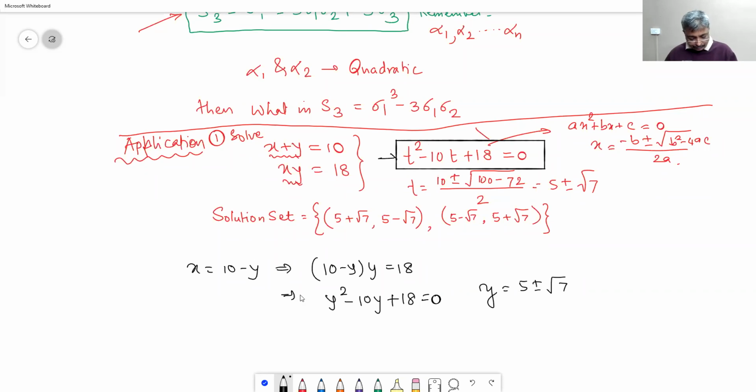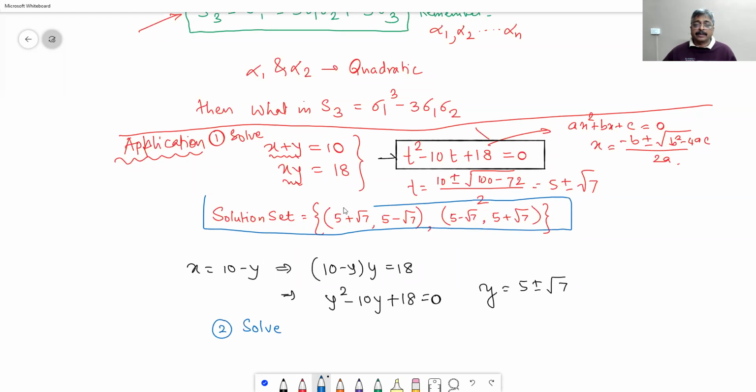Okay, let us solve one more. Question number 2. Solve. Now, whenever I say solve, you are supposed to write a proper solution set. You are supposed to be a systematic and professional mathematics student. Solve: x plus y is equal to 14 and x square plus y square is equal to 104. Solve simultaneously.